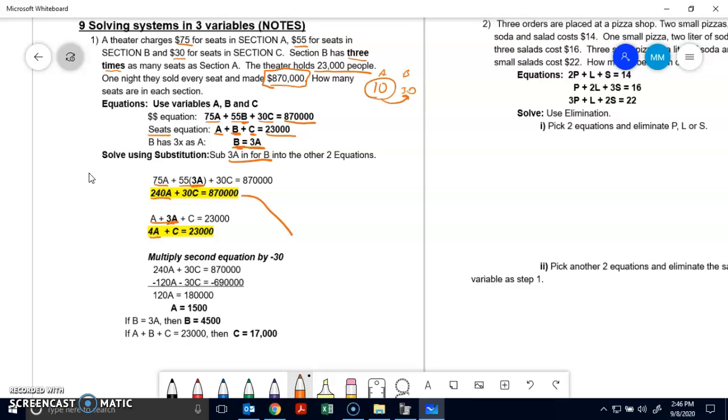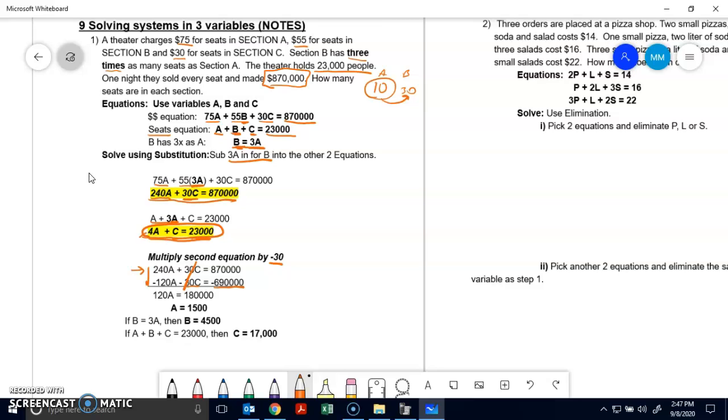And now I have two equations, and I'm going to bring these down, but I need these to cancel. So when I'm looking at these two equations that I have, I see that this is 30C, this is just C. So I should be able to eliminate the C's if I multiply this equation by negative 30. So I'm going to transfer it down. This one's going to come out just like it is. This one gets multiplied by negative 30. It gives me negative 120A, negative 30C, and 23,000 times negative 30. So now the C's cancel. This is just basic elimination.